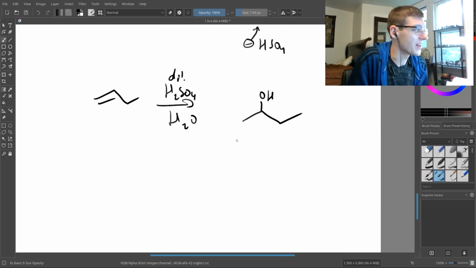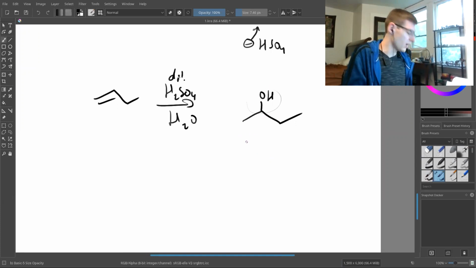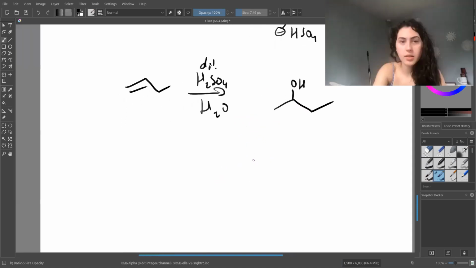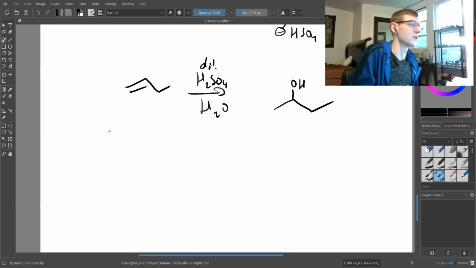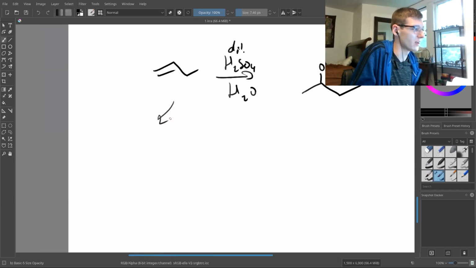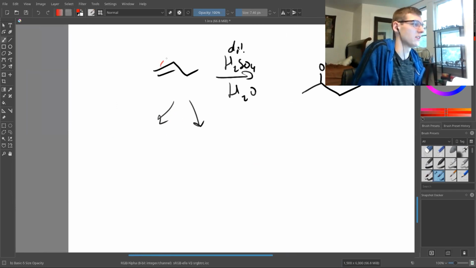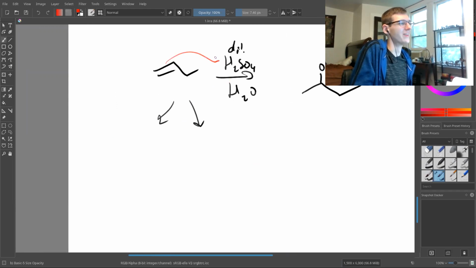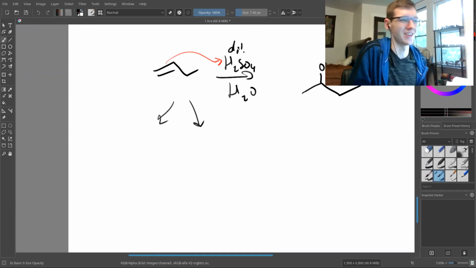And here's the thing. I said the water sticks onto this carbon, right? Why didn't I say that it sticks onto this carbon, the one at the end? Well, now we look at the mechanism. Secondary better than primary? Yeah, exactly. So look, now we can look at the mechanism, right? We're going to take these electrons, and we're going to pull off one of these hydrogens.